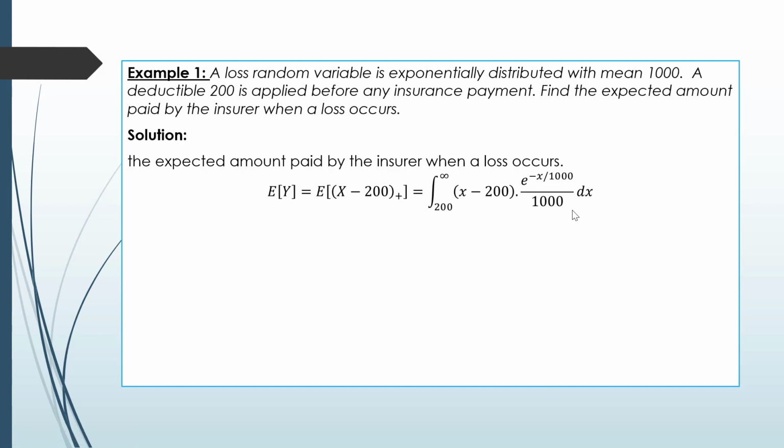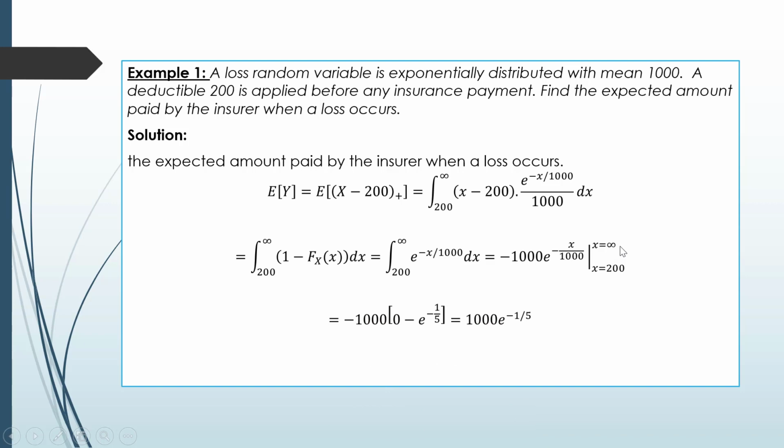So another way to find the expected value of Y is using the CDF. So this equals the integral from 200 to infinity of 1 minus the CDF of x at the point x, dx. The CDF of an exponential distribution with mean 1,000 is 1 minus e to the negative x over 1,000. 1 minus the CDF, we have simply e to the negative x over 1,000. And integrating this from 200 to infinity, we get negative 1,000 e to the negative x over 1,000, evaluated from 200 to infinity.